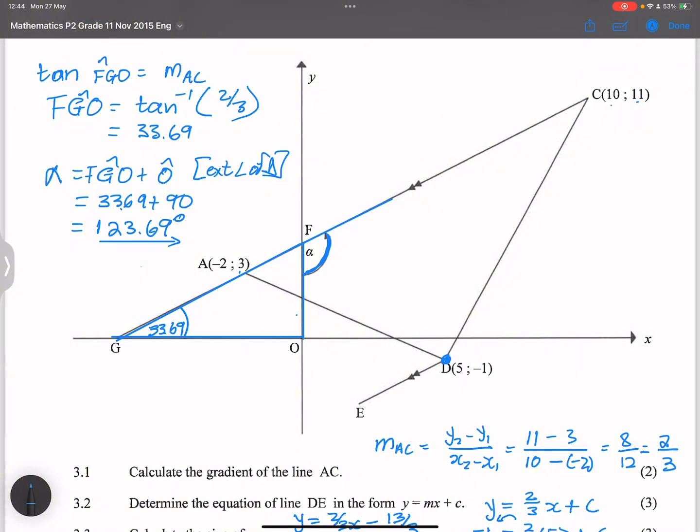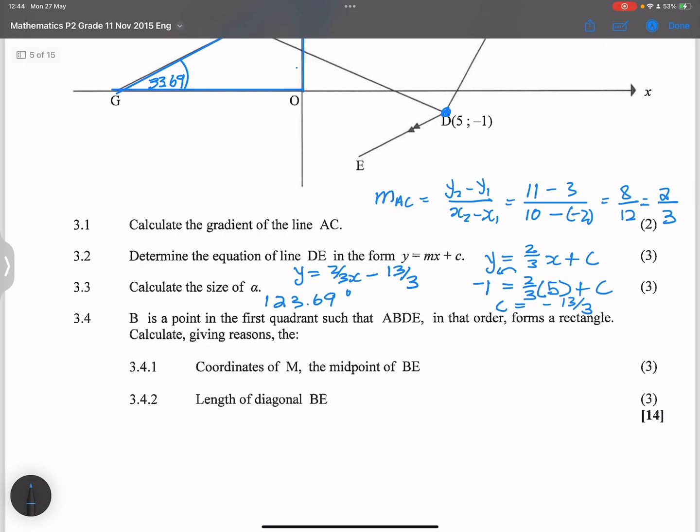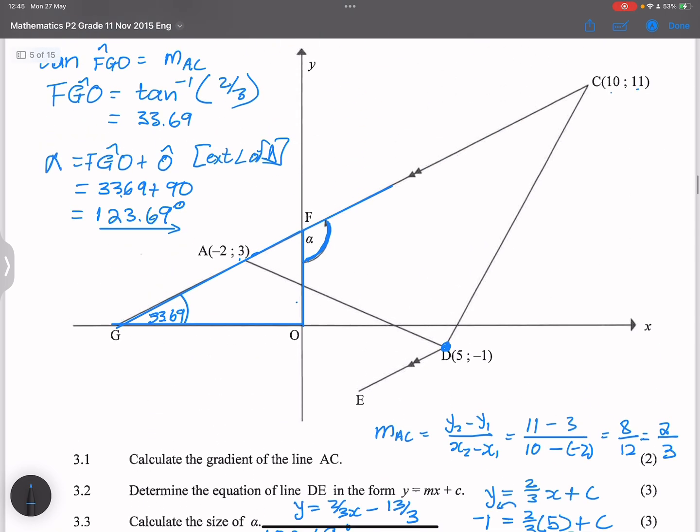Okay, so I want to just find that line there. ABDE, they said, in that order must form a rectangle. And remember that they said B is a point in the first quadrant. So B must be in the first quadrant.